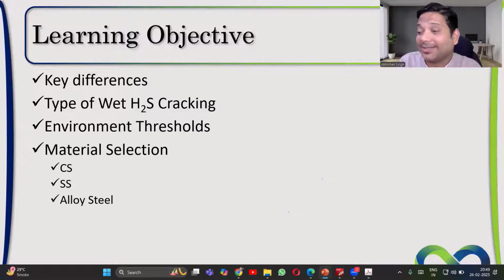Then obviously the material selection, like if I'm selecting carbon steel, two things we'll be studying. One is, if I'm selecting carbon steel and NACE 103 is applicable, what are the limitations on the material? That is the first thing. Second, what is the limit for use of 103? Make sense?